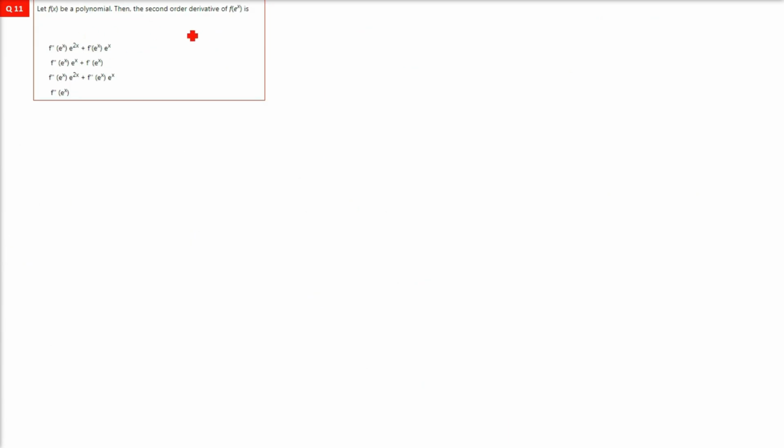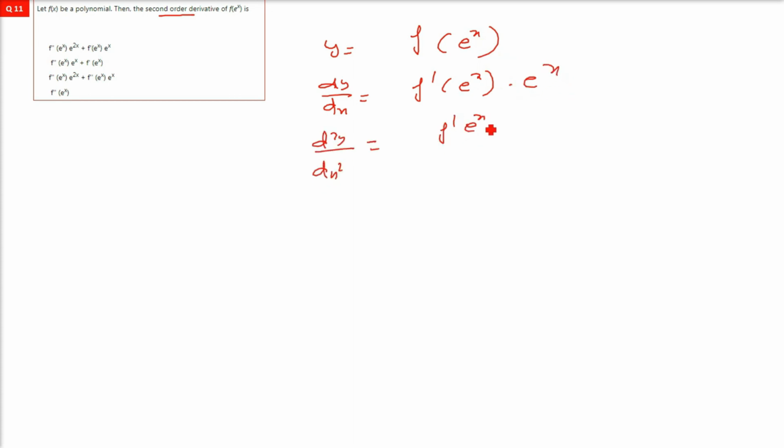Let f(x) be a polynomial, then find the second order derivative of f(e to the power x). So double differentiation you have to do. So y is f(e to the power x). So dy by dx is f dash e to the power x, and differentiation of e to the power x will be e to the power x. Now d2y by dx2 is going to be f dash e^x, e to the power x, plus e to the power x, f dash e to the power x will be f double dash e to the power x.